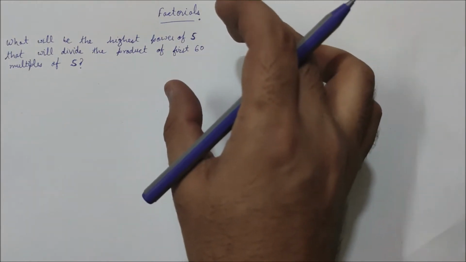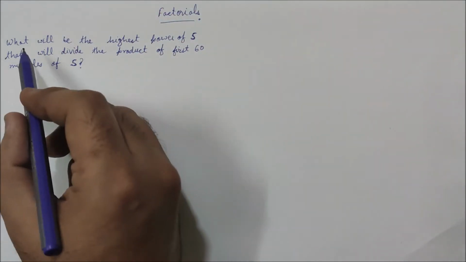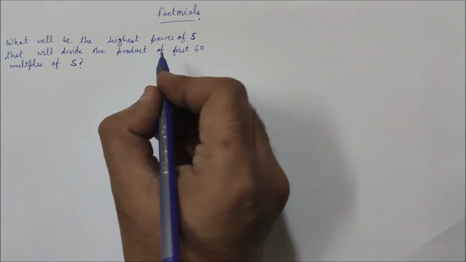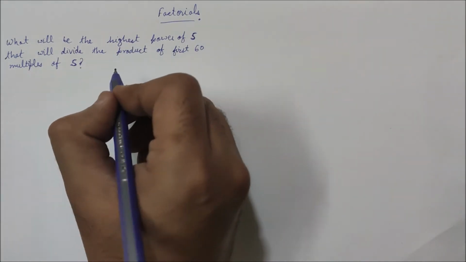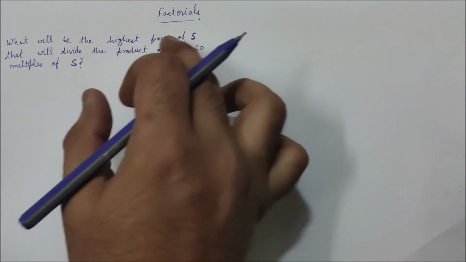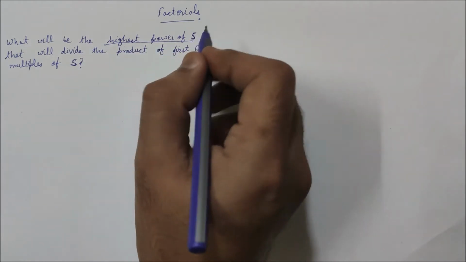Let's do some more questions based on factorials. The first question that we have is: what will be the highest power of 5 that will divide the product of first 60 multiples of 5? Okay, so we need to find the highest power of 5. That's pretty clear from this part of the question. We need to calculate the highest power of 5.